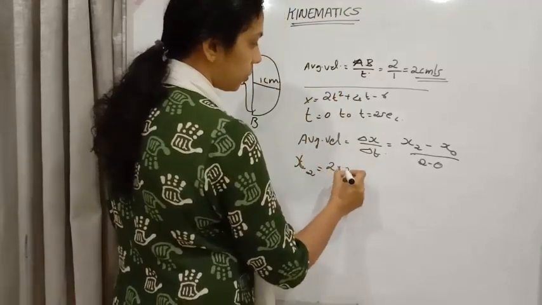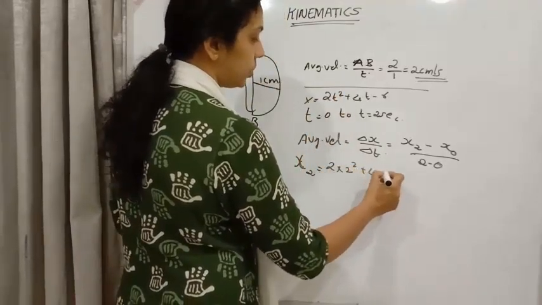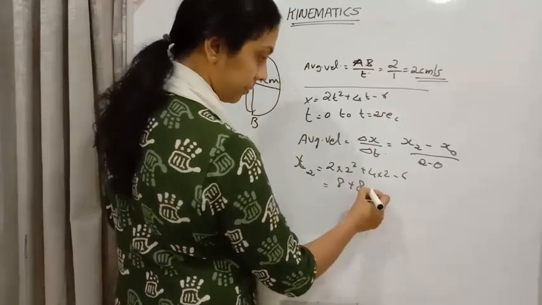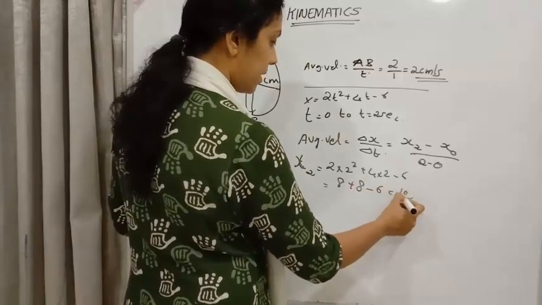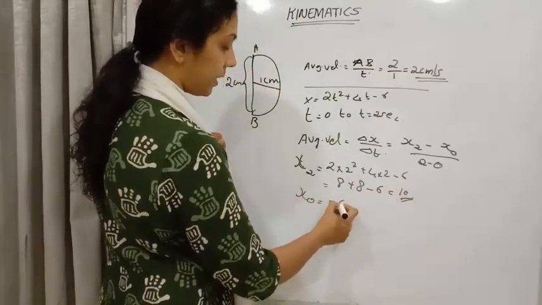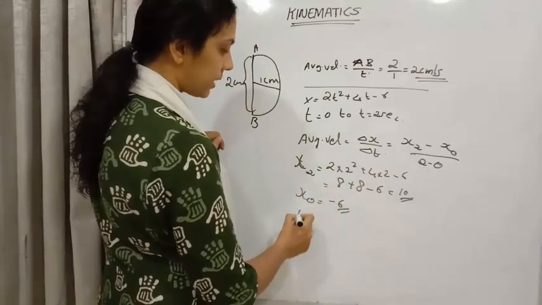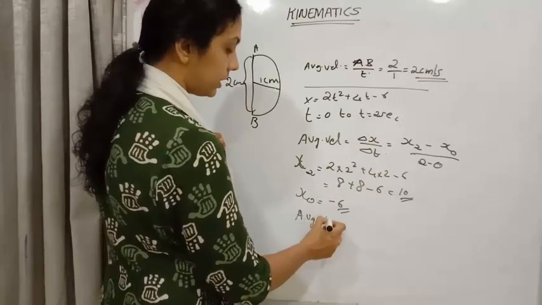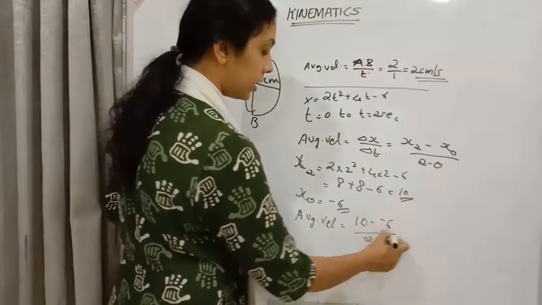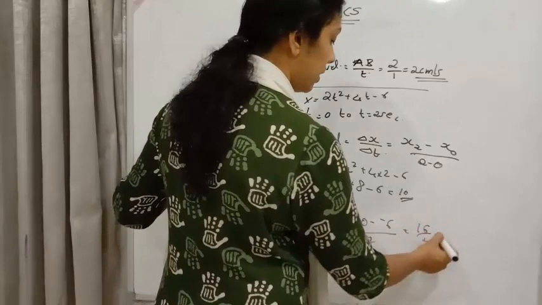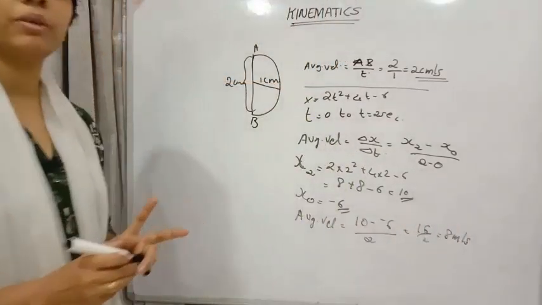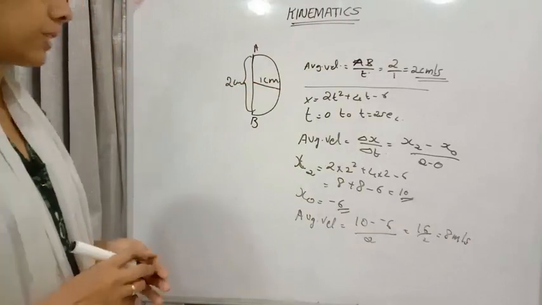2 into 2 square plus 4 into 2 minus 6. So here 8 plus 8 minus 6, so it is 10. Here x at 0 will be equal to minus 6. So the average velocity will be equal to 10 minus minus 6 divided by 2, 16 by 2. Here it is 8 meter per second. This is how we will be finding out the average velocity.